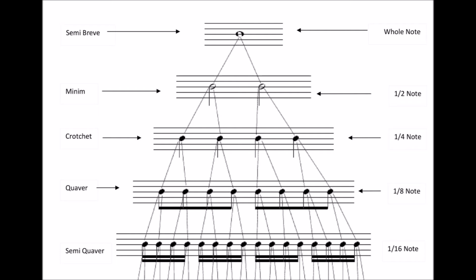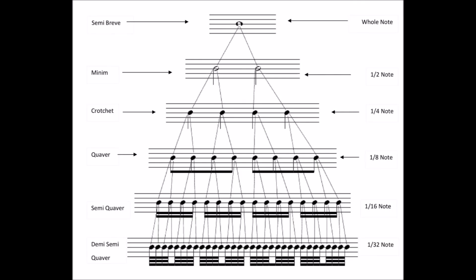When playing the semiquaver, it follows a pattern of 1 e-and-a, 2 e-and-a. So if there's your beat, or your crotchets, semiquavers would be the below. 1 e-and-a, 2 e-and-a, 1 e-and-a, 2 e-and-a, 1 e-and-a, 2 e-and-a.